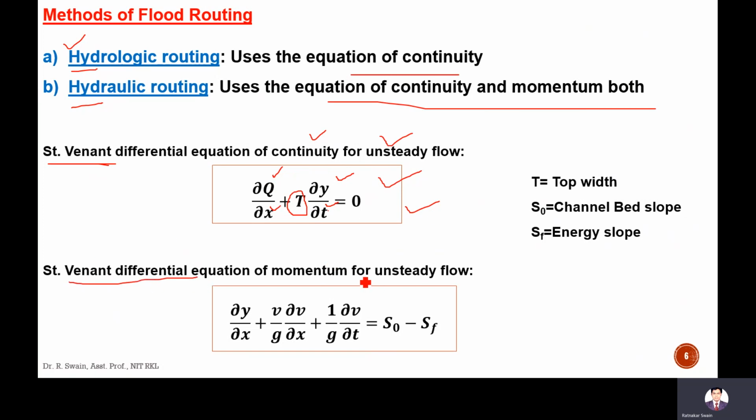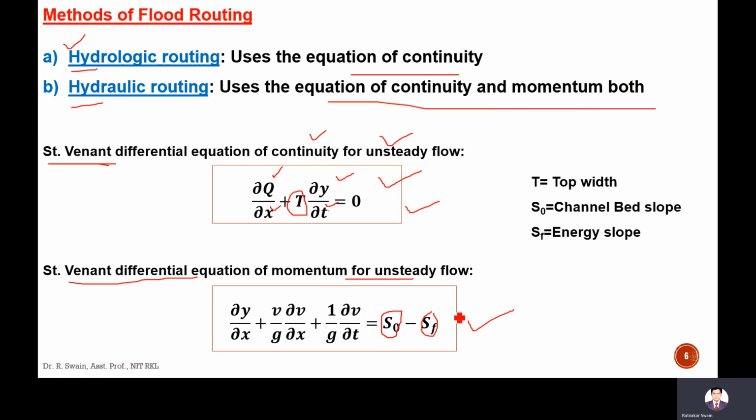The Saint-Venant differential equation for momentum for unsteady flow is del Y by del X plus V by G del V by del X plus 1 by G del V by del T is equal to S naught minus SF, where S naught is the bed slope and SF is the total energy slope, not the water surface slope. That is called the energy slope, the total energy slope.